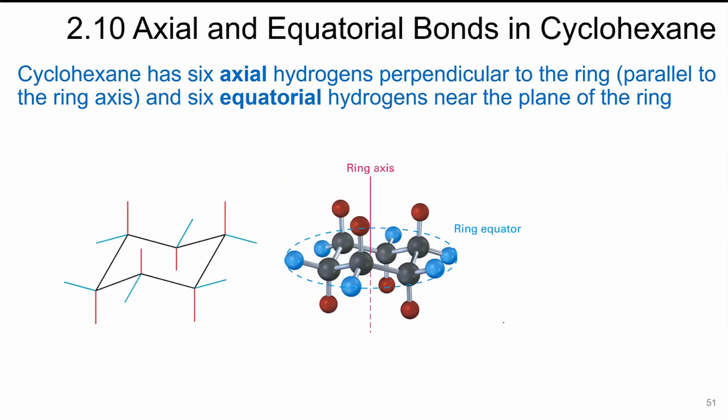Cyclohexane has 6 axial hydrogens that are perpendicular to the ring. So they're coming off the axis of the ring. So this is the axis of the ring. The axial ones are the ones in red that are coming off of there. So this one is axial, axial. So all of the axial hydrogens stick straight up and down.